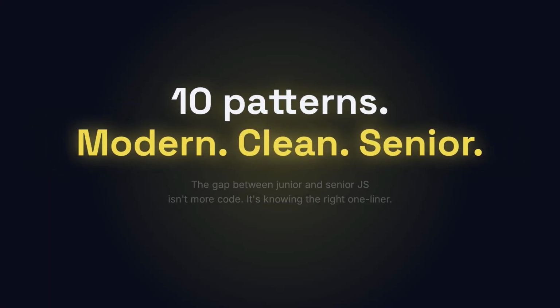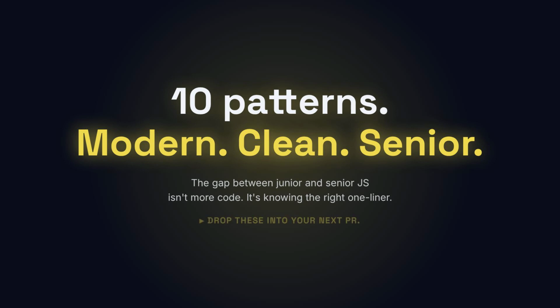10 patterns. Each one turns 5 lines of defensive code into 1 line of intent. The gap between a junior and a senior JavaScript developer isn't writing more code. It's knowing which one-liner already exists for the problem in front of you. Drop these into your next pull request and watch how much code disappears.